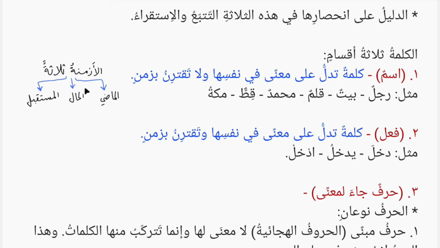And in the Arabic language, just like in the English language, the tenses are 3. Al-azminatu thalatha. Al-madi, past tense. Al-hal, present tense. Al-mustaqbal, future tense. So this is the definition of an ism. كلمة تدل على معنى في نفسها ولا تقترن بزمن. A word which indicates a meaning on its own without any association to time.